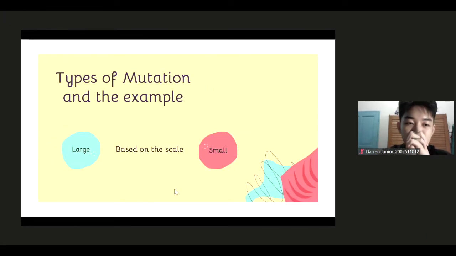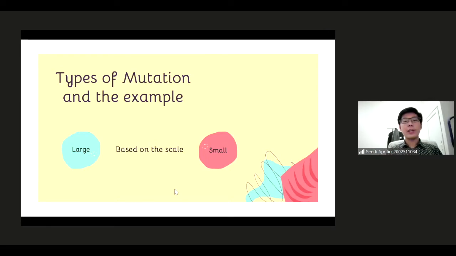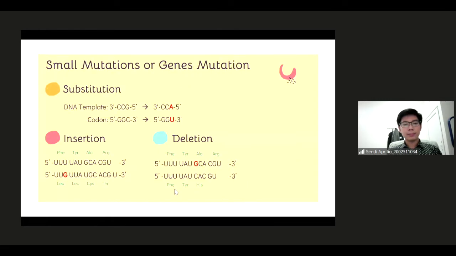Hello, my name is Sendi Aprilio and I will explain about types of mutation. Based on scale, mutations are divided into large mutations that occur in the chromosomes and small mutations that occur in the DNA or RNA. Small mutations happen more commonly. This mutation causes changes in nucleotides so the codon changes and affects the protein. This mutation consists of substitutions and insertion or deletion.